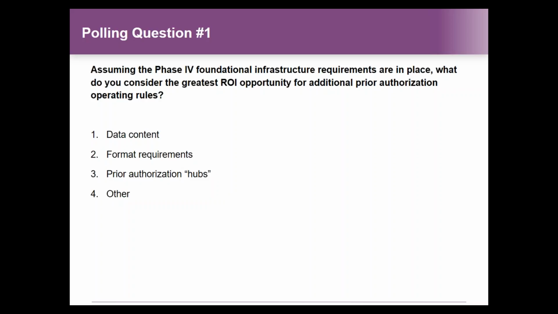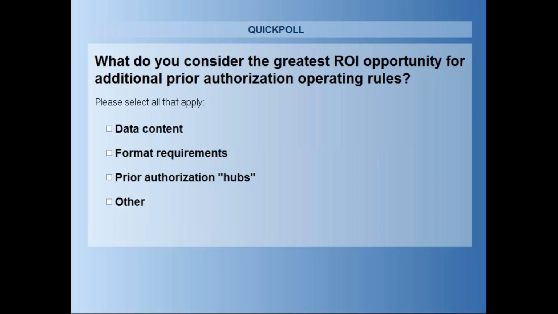So this question asks, assuming the Phase 4 foundational infrastructure requirements are in place, what do you consider the greatest ROI opportunity for additional prior authorization operating rules? And so we'll just pause for a brief moment, and I will launch the poll. We'll pause for about 10-15 seconds for everyone on the webinar to answer this question, in which case we'll share the results.